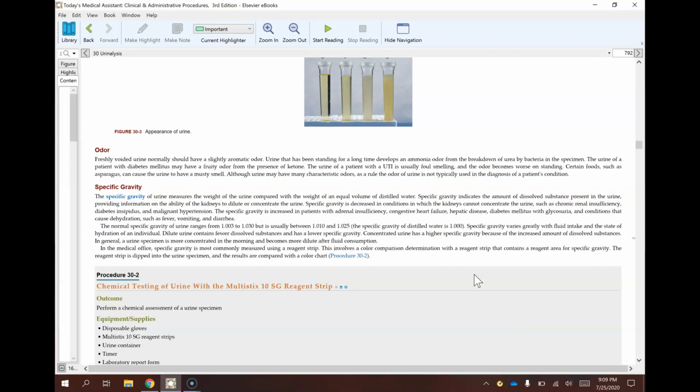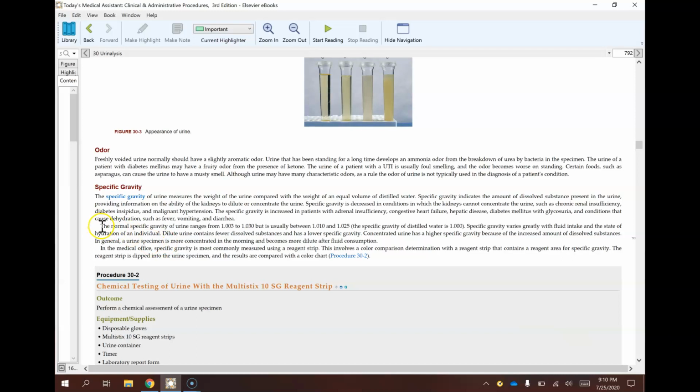And as you know from the chapter on the urinary system, when the kidneys aren't functioning appropriately and can't concentrate the urine, you can have a situation such as chronic renal insufficiency, diabetes insipidus, and things like hypertension. So specific gravity is a very important measurement to the physician.